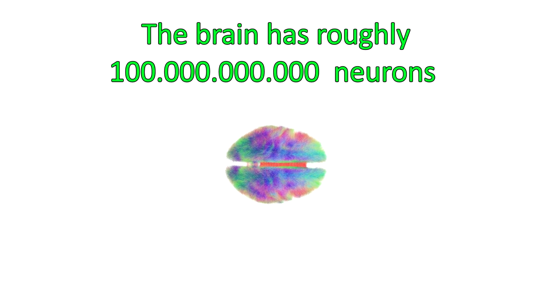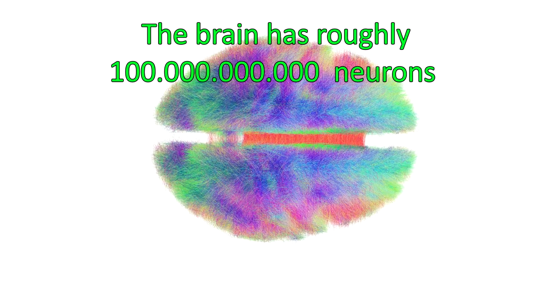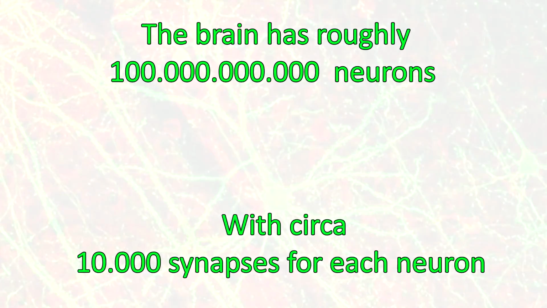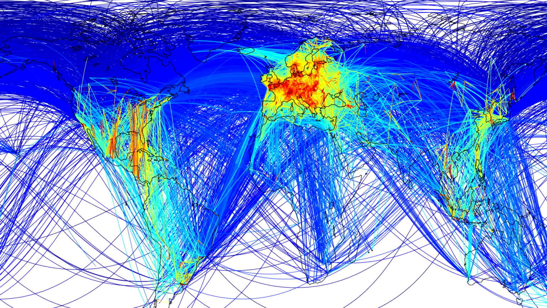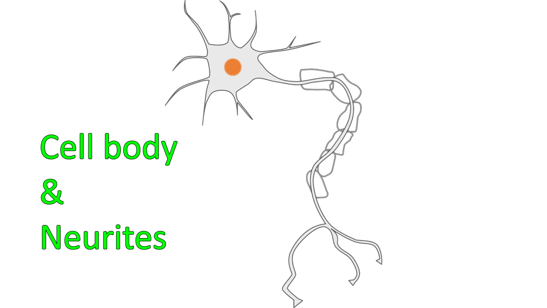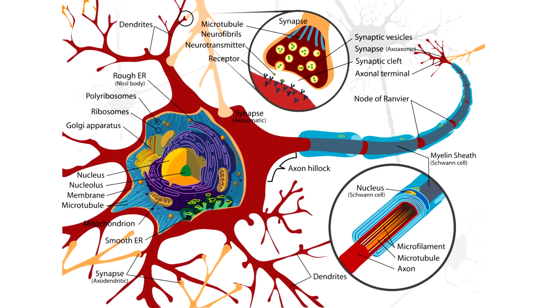Neurons. The brain has roughly 100 billion neurons, with approximately 10,000 synapses for each neuron. That surely creates a lot of connections. The nerve cell consists of a cell body, also called soma, and neurites, such as axons and dendrites. The nerve cell, like most of the body's cells, has vital organelles within its membrane.